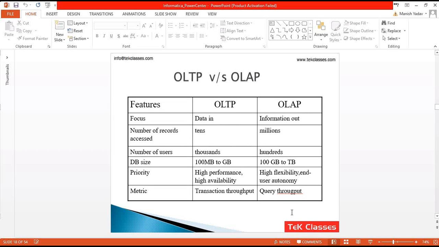And the number of users will be very huge in OLTP, but in OLAP it's only select business managers who are going to have read access in the production data warehouse. Then database size. Obviously, it's going to be very small for OLTP, 100 MB or so, but a data warehouse is minimum 100 GB plus, or more generally in terabytes. Priority: high performance, high availability. This is high flexibility, end user autonomy. So it's basically customized for the end user. Then on what metric do we judge? It's the transaction throughput, and that is the query throughput.